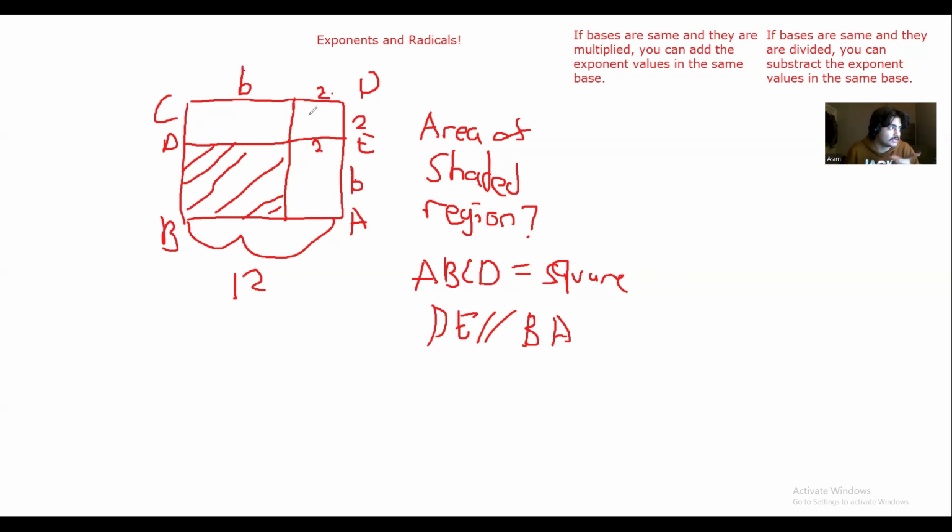And also, these lines are parallel as well. So this side will be 2 as well. This is a square of 2. Okay, so how can I find the area of a square? First of all, I want to find the area of the square.